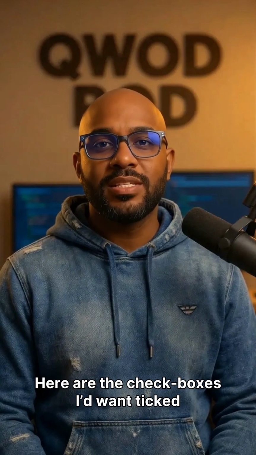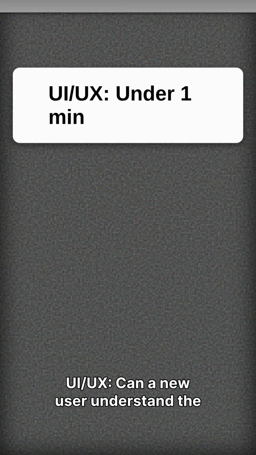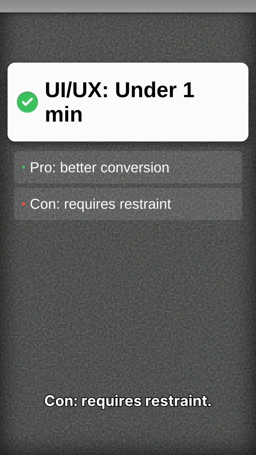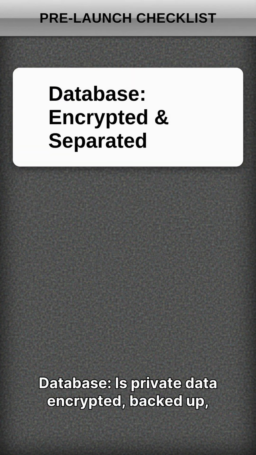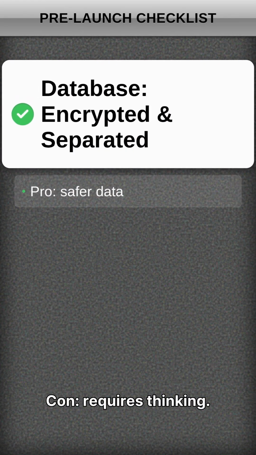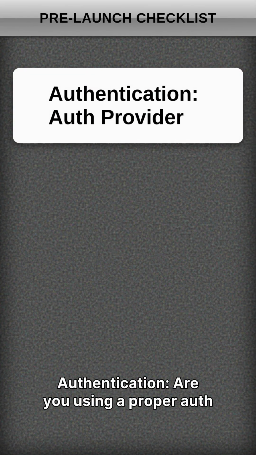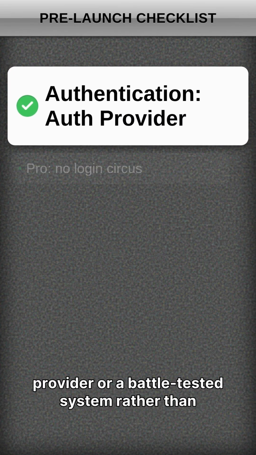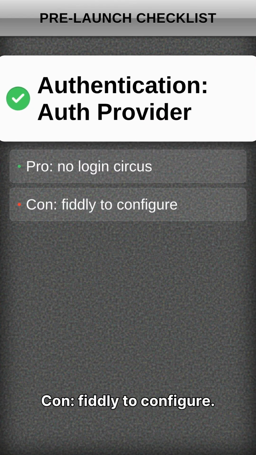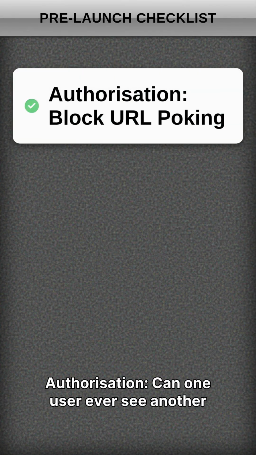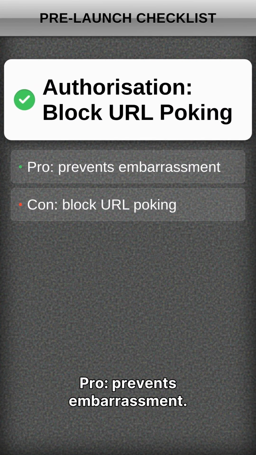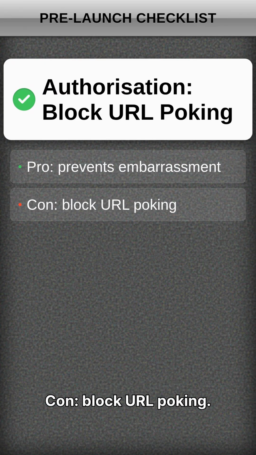Here are the checkboxes I'd want ticked before launch. UI/UX: can a new user understand the app in under a minute? Pro: better conversion. Con: requires restraint. Database: is private data encrypted, backed up, and separated by user or team? Pro: safer data. Con: requires thinking. Authentication: are you using a proper auth provider or a battle-tested system rather than inventing your own login circus? Pro: no login circus. Con: fiddly to configure. Authorization: can one user ever see another user's data by changing a URL, guessing an ID, or poking around? Pro: prevents embarrassment. Con: block URL poking.